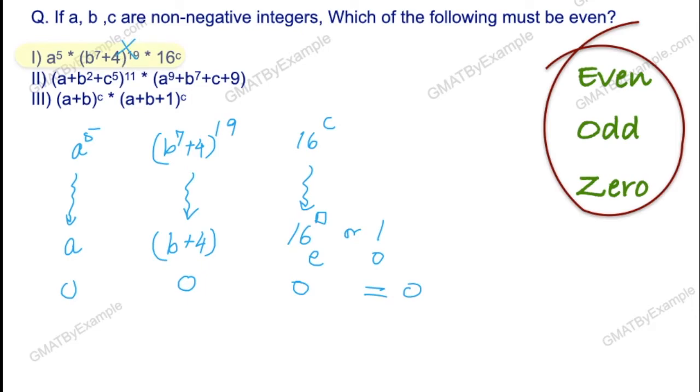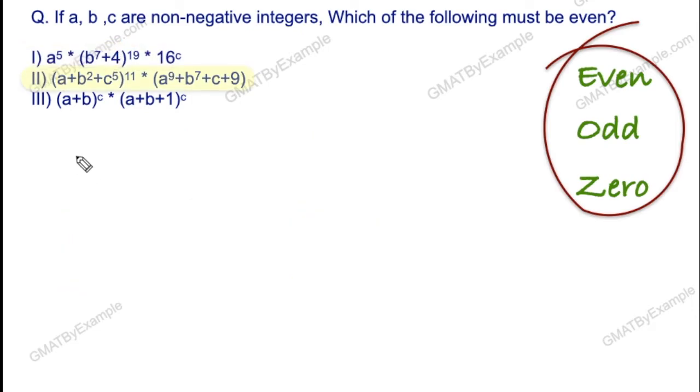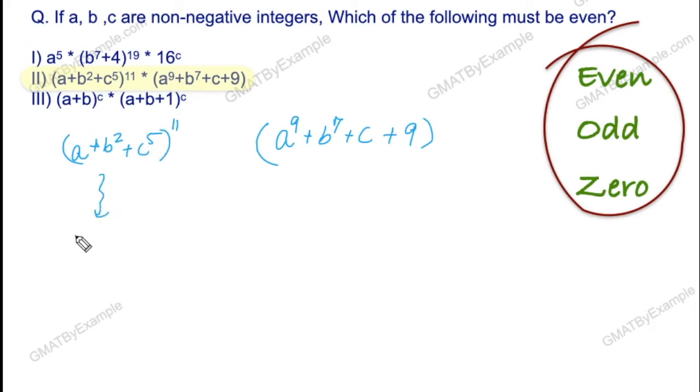Let's move on to statement number 2. We will apply the same concept that we applied previously. As we talked about in the previous choice, powers do not add to the nature of even and odd, especially known powers. So here all the powers are known powers. So I can simplify this as a plus b plus c. Similarly, this can be written as a plus b plus c plus 9.